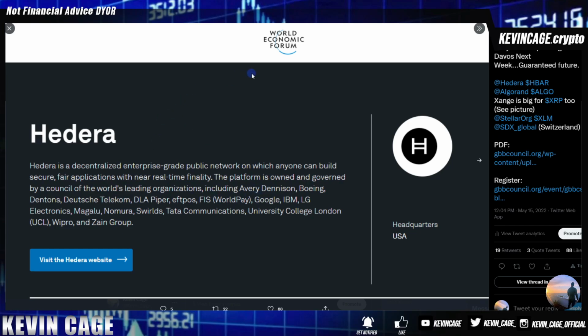This is right on the World Economic Forum's website. FIS, think of Fidelity and WorldPay, deep integrations with the XRP ledger as we've shared. We have Google, IBM, LG, Nomura. Now Tata on the governing council of Hedera, also with their Quartz solution integrated with the XRP ledger and RippleNet. And I also got some additional information from Quanthony showing obvious Quant or Q&T connections. Surprise, surprise. Deutsche Telekom, one of the largest in the world.